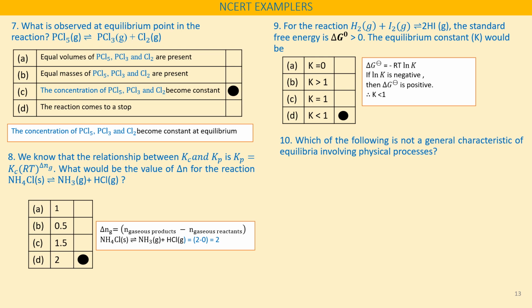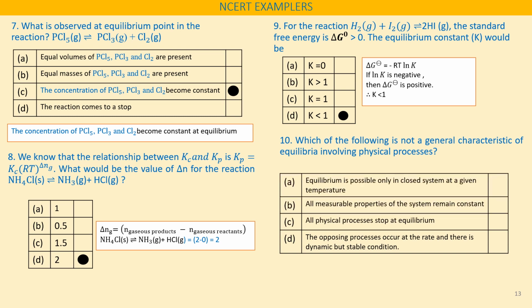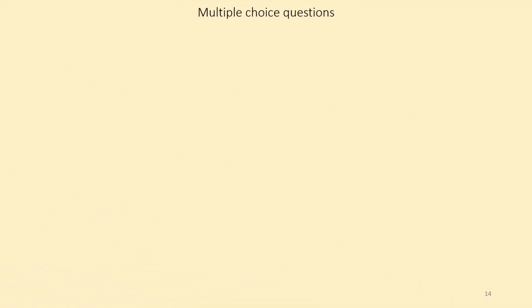Next: which of the following is not a general characteristic of equilibria involving physical processes? Four options are given. Study all four, pause the video and answer. Option C is not possible, because all processes stopping at equilibrium is not possible. All the others are general characteristics of equilibria. So option C is not a general characteristic of the equilibria. Next question.